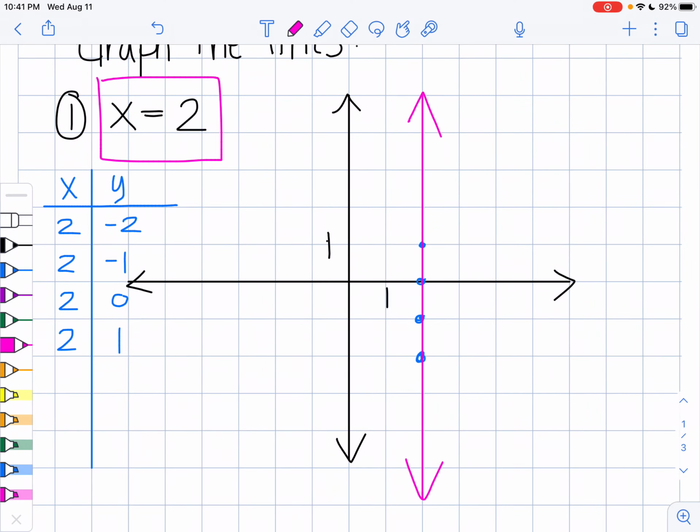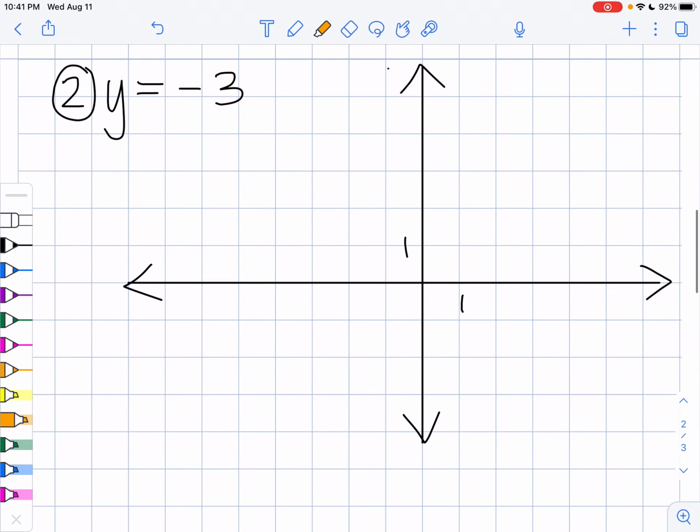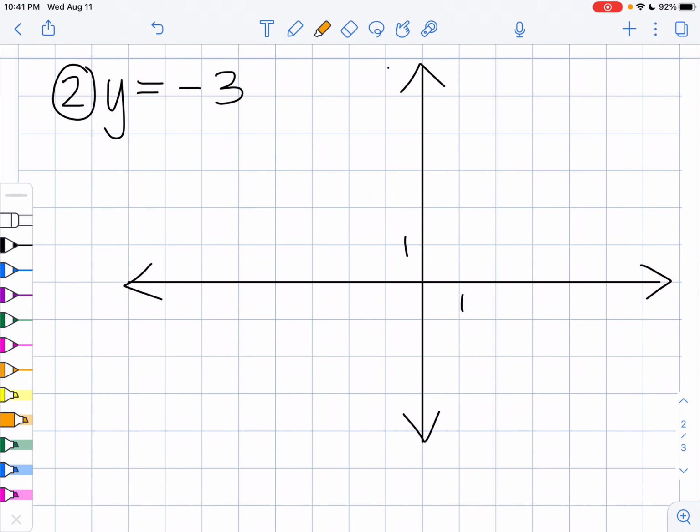And when you're graphing it, if you don't want to take the time to make this chart, you can say, okay, well, here's x is equal to 2, and I know I have a vertical line, so I have to go up and down through that point. And let's do our last example. You can probably guess what kind of line this is, but we can go through and make sure you understand why. So, y is equal to -3.